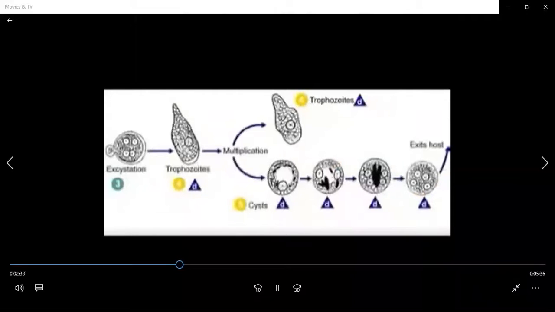Once the cyst is ingested and reaches the small intestine, the contained trophozoites are released and continue to travel to the large intestine. Once they have arrived at the large intestine, the trophozoites multiply through binary fission and produce cysts. Both the cysts and the trophozoites are then passed through the intestine and expelled in the feces.